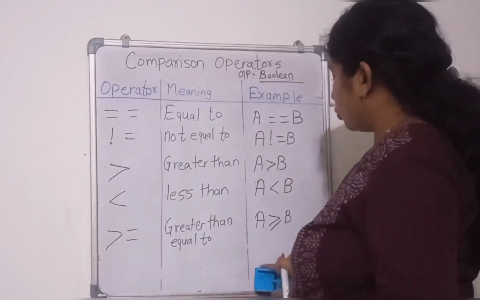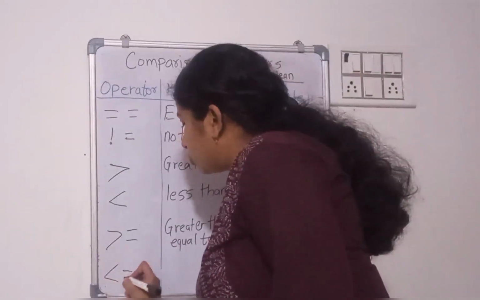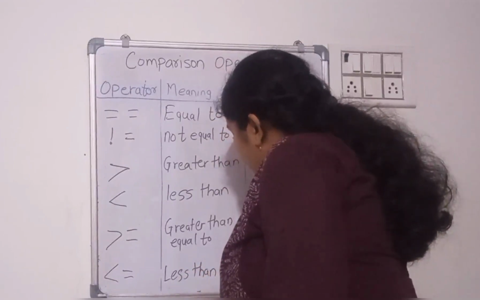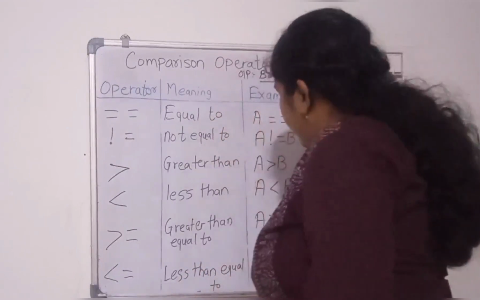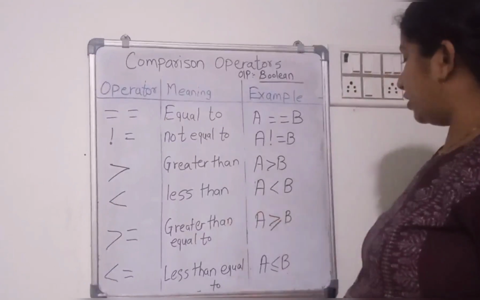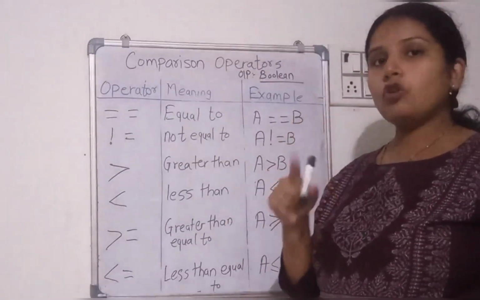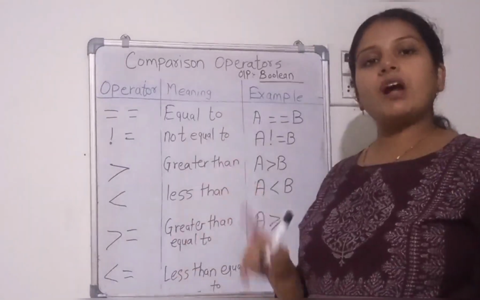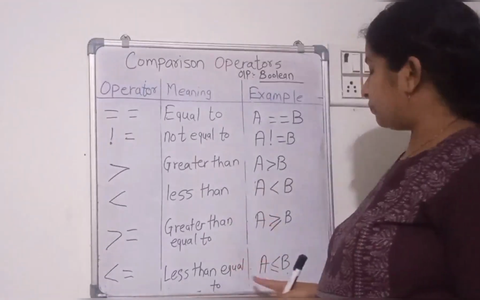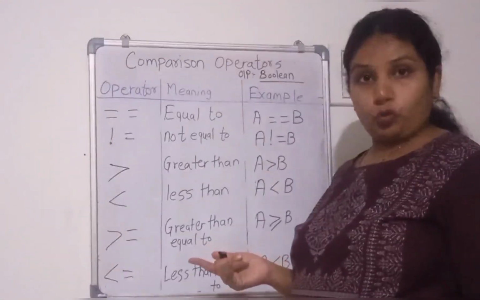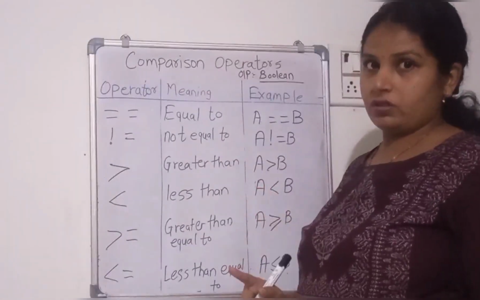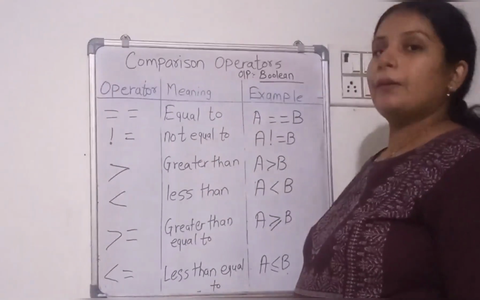Same like greater than or equal to, our next operator is less than or equal to. Here we can write it like this. It is the opposite of greater than or equal to. When the value of A is less than B, then our output will be true. If both values are equal, same, then also our output will be true. But suppose A value is greater than B, then our output will be false in that condition. So these are our comparison operators.